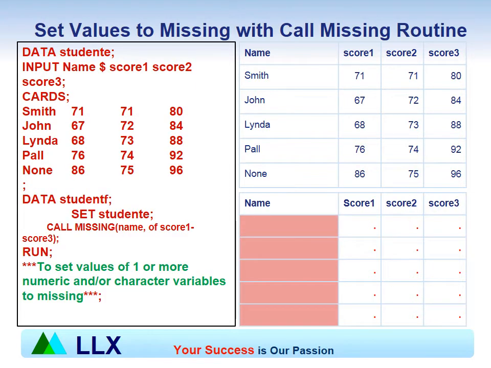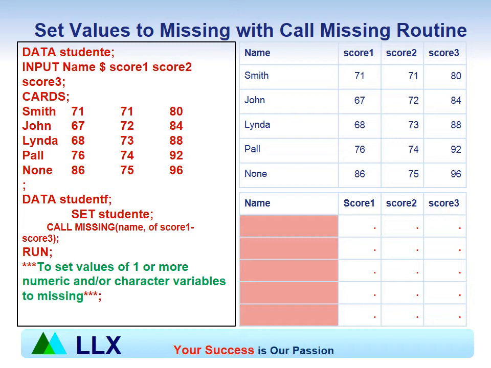Now we're going to talk about setting values to missing with the call missing routine. Using the call missing routine, you can make all values of certain variables into missing values. This is different from what we did before with the conditionals, since this is setting every value within a variable to a missing value. Using the dataset student E, create another dataset called student F using the set statement.